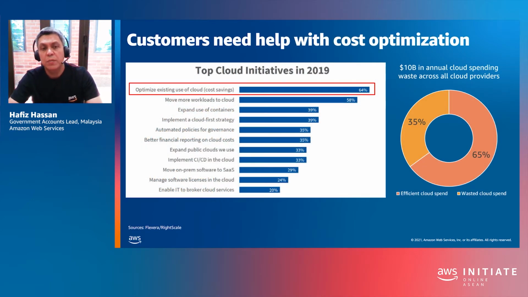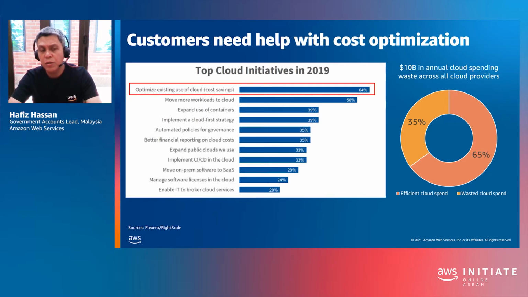So why are we talking about cost optimization? Well, cloud presents an opportunity for us to gain more at the lowest cost possible. So optimizing the cost of our AWS cloud consumption is really important as we have more and more workloads running on AWS. However, research shows that the number one priority in 2019 cloud initiatives is all around cloud cost optimization. Why is that so? As you can see here, 65% of customers efficiently spend on cloud. The remaining 35% did not optimize their cloud spend, and because of that, $10 billion is wasted annually.